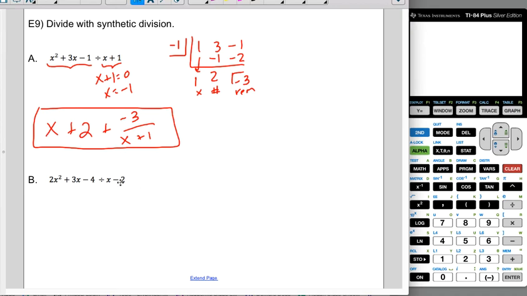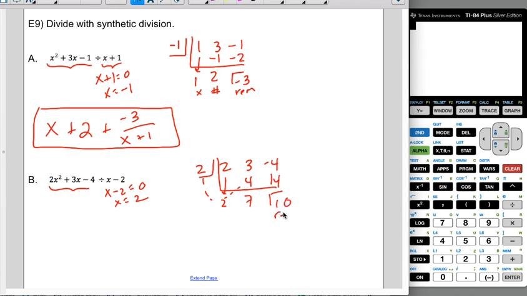If we go ahead and do B, I have x minus 2 equals 0, so x is 2, which is going to go in the top box. I write the coefficients across the top of the big box, so 2, 3, -4. I drop the first number down, multiply, add straight down, multiply, add straight down. This is my remainder, my number, my x.